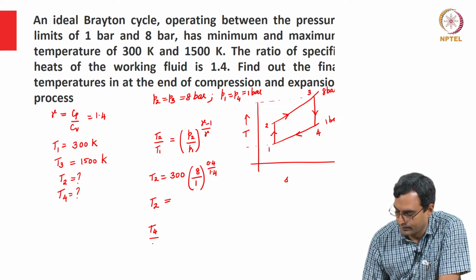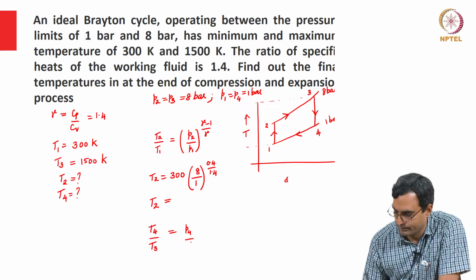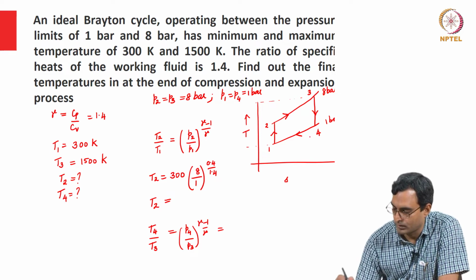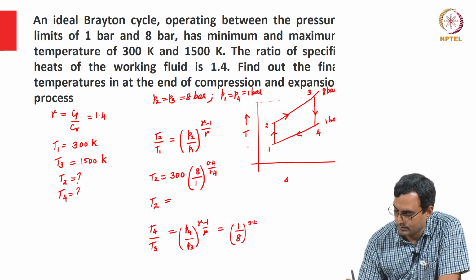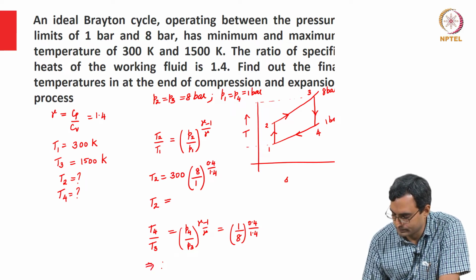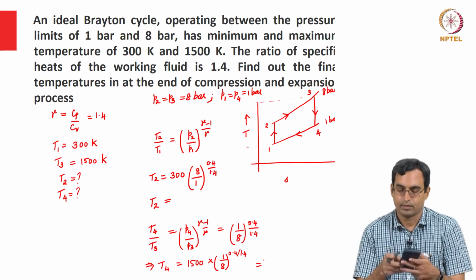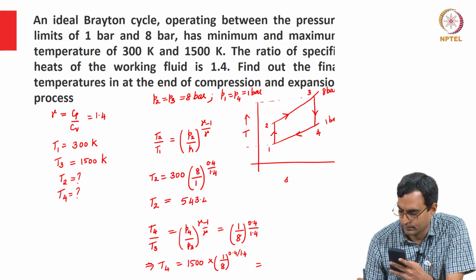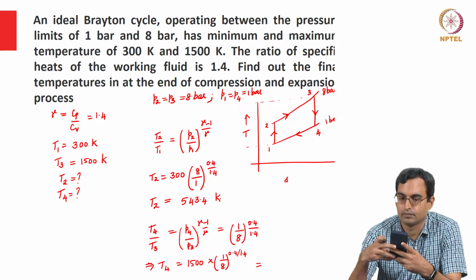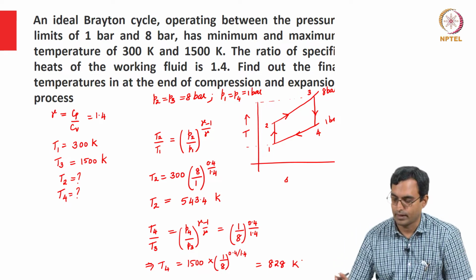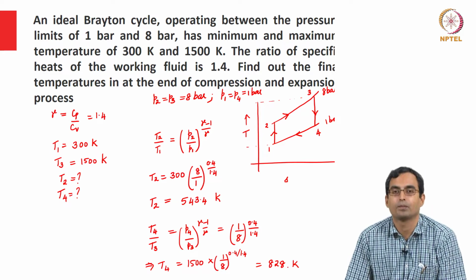I can write the same kind of expression, T4 by T3. P4 is 1, okay, this is 1 by 8. So this is what I need to find out. So I get the values of T2 and T4 as 543 Kelvin and 828 Kelvin. So that's all was asked in this particular problem.